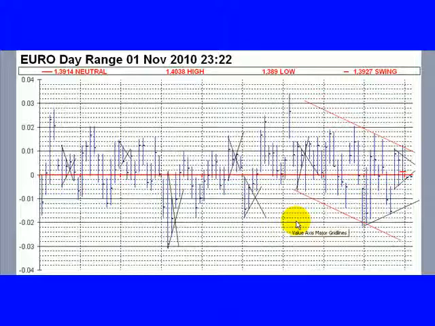Anyway, that concludes the tutorial on momentum gaps, inside and outside momentum days.